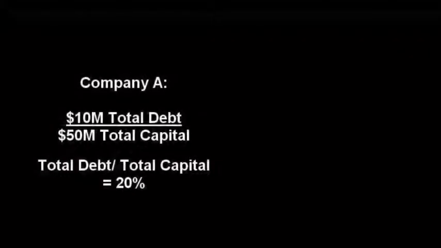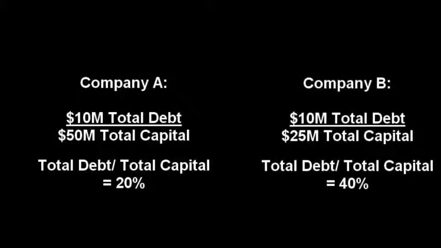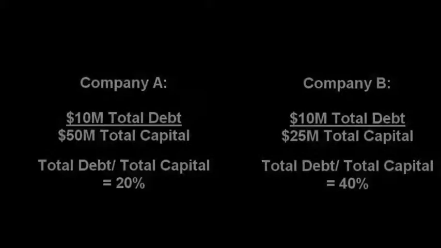For example, a company with $10 million in total debt and $50 million in total capital would have a total debt to total capital ratio of 20%. A company with the same level of debt but only $25 million in total capital would have a higher ratio of 40%. The first company has less debt in their capital structure and more flexibility in financing decisions.